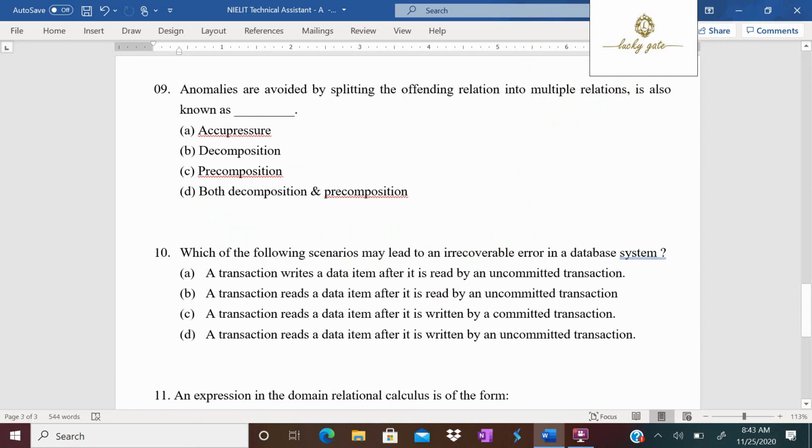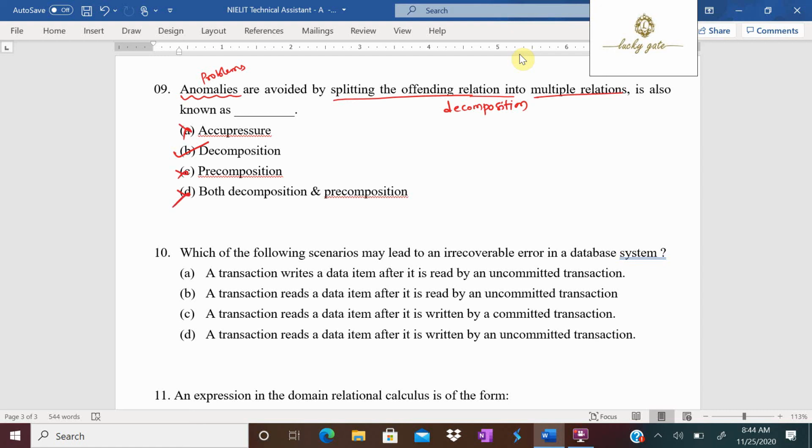Look at question number 9. Anomaly means problems. Anomalies are removed by splitting the offending relation into multiple relations. Splitting the offending relation into multiple relations is called decomposition. So redundancy problems are avoided by using decomposition. So here directly the answer is decomposition. Splitting a relation which has a problem into multiple tables, this process is called decomposition. That's why option B is correct. Remaining options are incorrect.